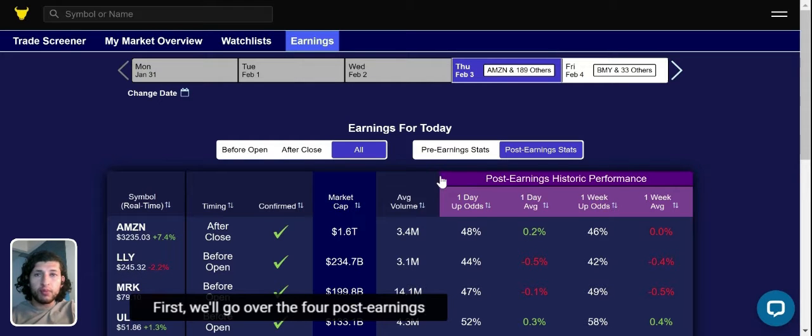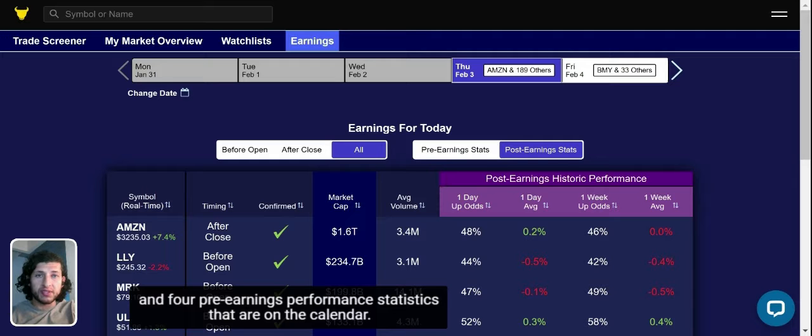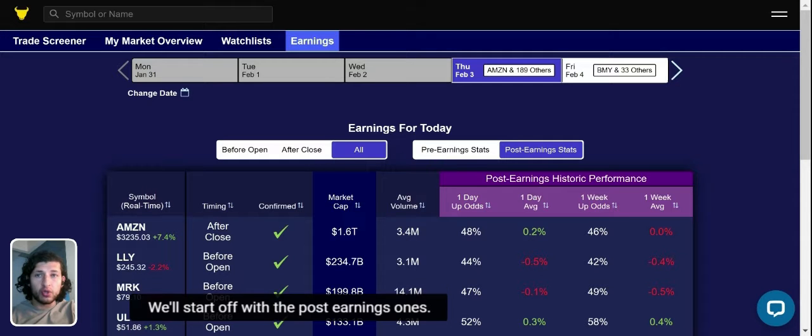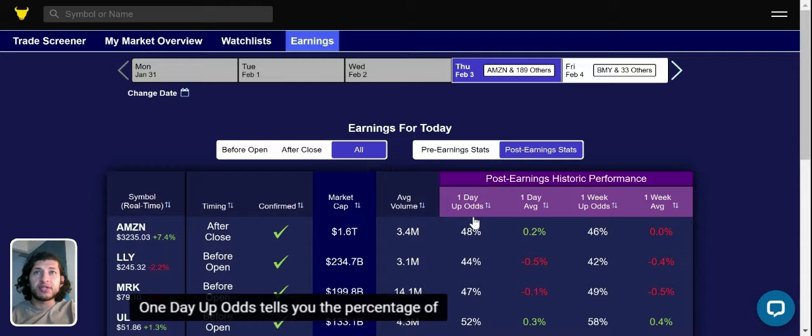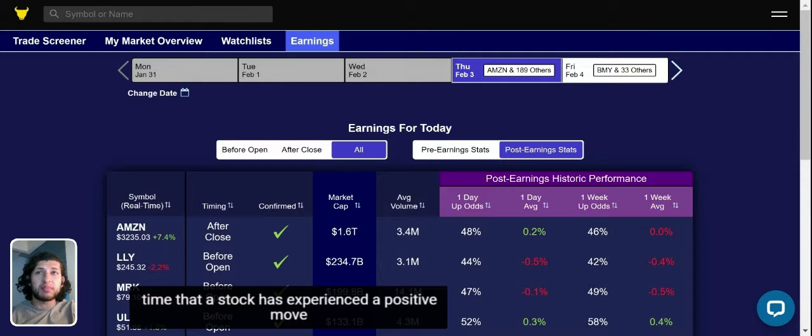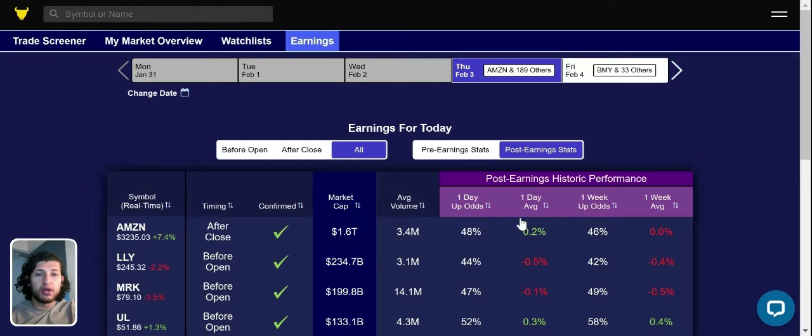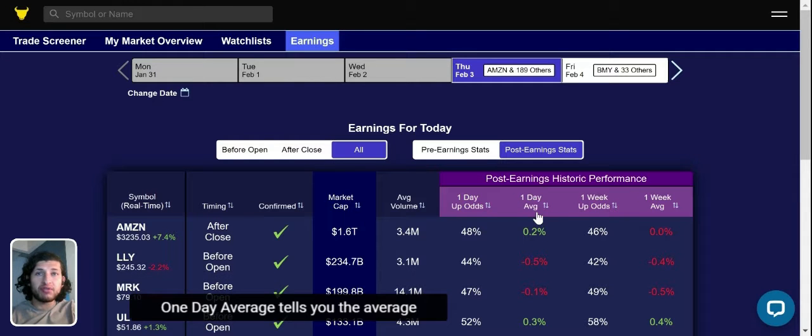First, we'll go over the 4 post-earnings and 4 pre-earnings performance statistics that are on the calendar. We'll start off with the post-earnings ones. 1-day up odds tells you the percentage of time that a stock has experienced a positive move on the day following its prior earnings releases. 1-day average tells you the average performance that a stock has experienced on the day following its prior earnings releases.